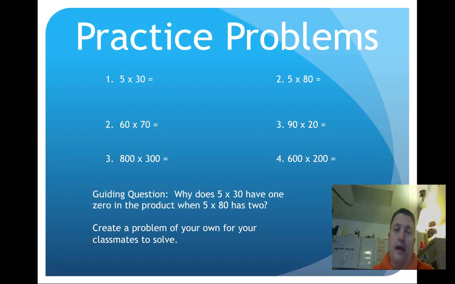Okay, so here's your guiding question. Okay, and this is going to be something new that we're going to be practicing. I don't know if I'll put them in all lessons, but just some things to think about. Why does 5 times 30 have 1 zero in the product when 5 times 80 has 2?